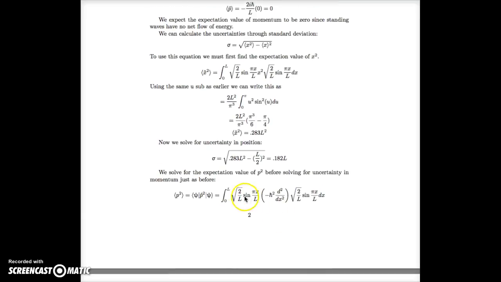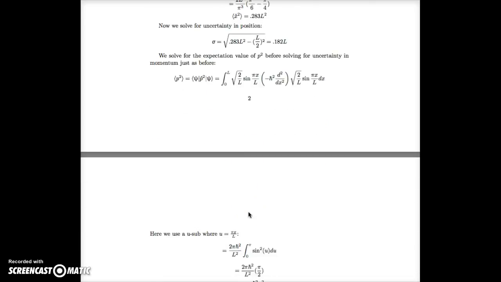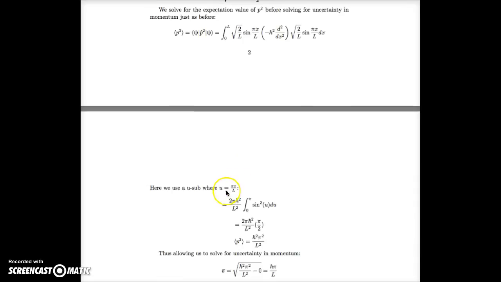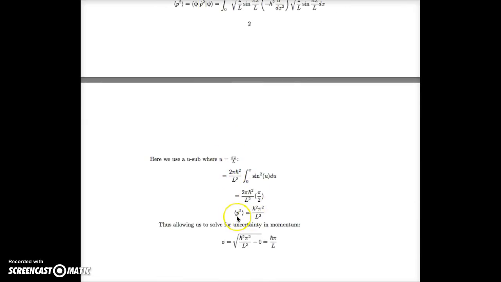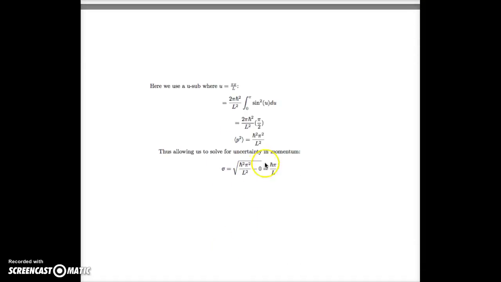To solve for the expectation value of p squared, we do the same thing as above. We have this formula here. We use the u-substitution pi x over L to solve this integral, and we get that the expectation value of p squared is h bar squared pi squared over L squared. Again, we plug into our standard deviation formula to find that the standard deviation, the uncertainty for momentum, is h bar pi over L.